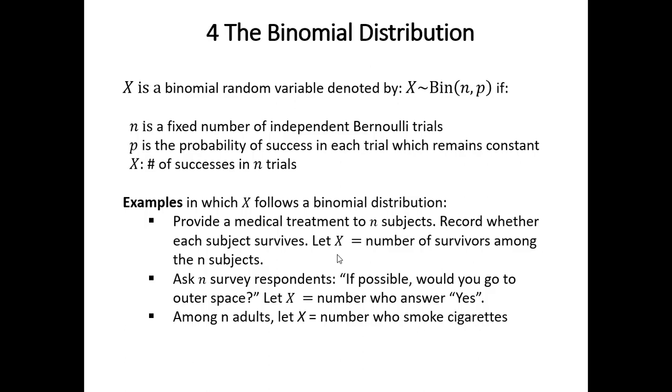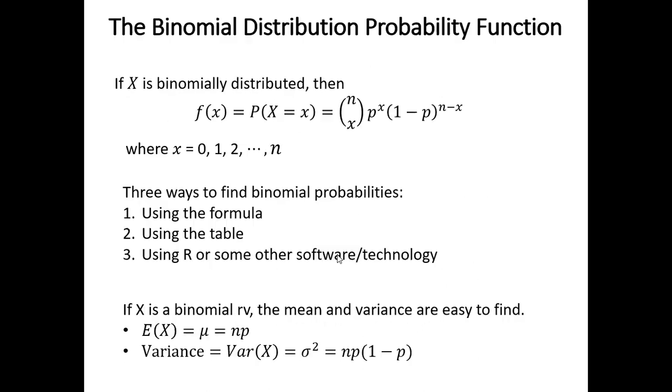We could also consider a group of n adults. Let X be the number who smoke cigarettes. So again, X would be a binomial random variable. Now, one of the advantages of talking about a random variable and describing it as a binomial is that once we know it's binomial, there are fast ways to find probabilities. So we would have formulas in the case of the binomial.